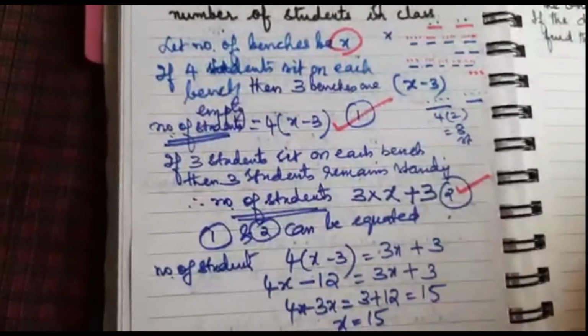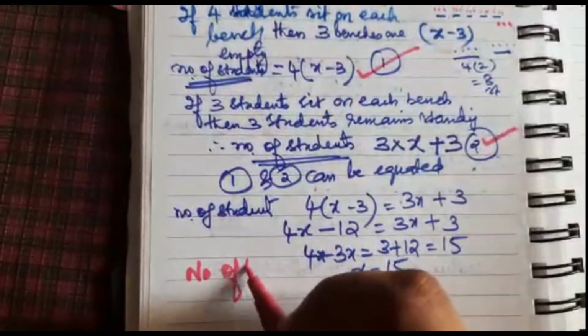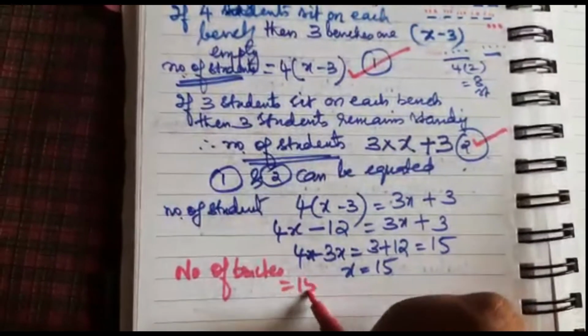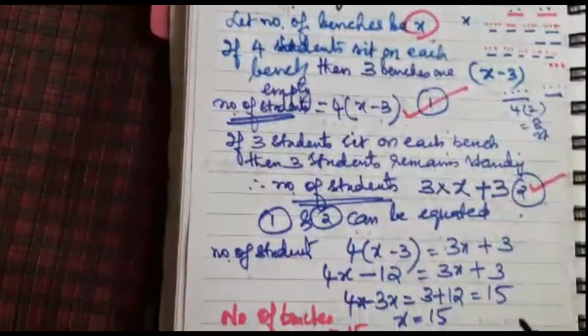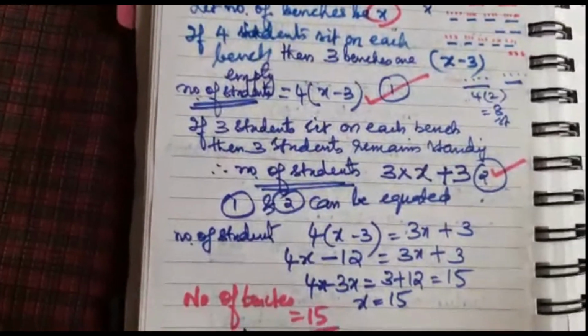So how many benches? What did you take? Number of benches equals 15 benches. Now you have to find the number of students. How will you find the number of students?